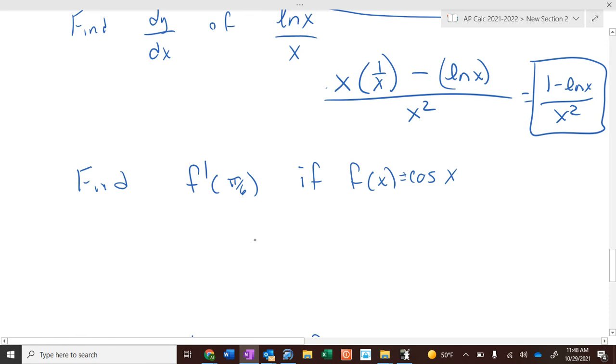Okay, so it's negative sine of x is the first derivative, right? So it's negative times the sine of pi over 6, which is negative 1/2.